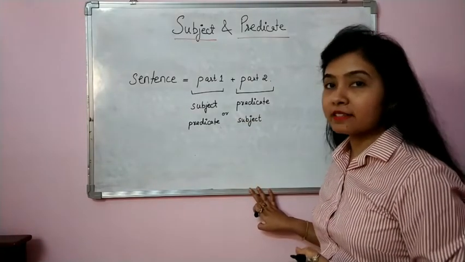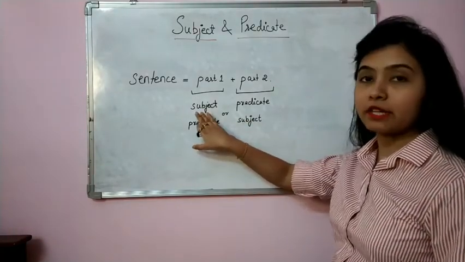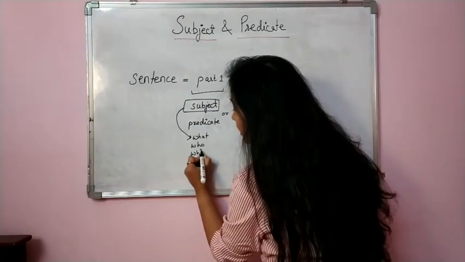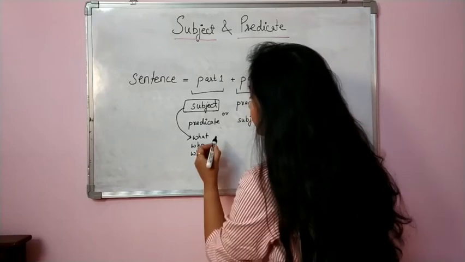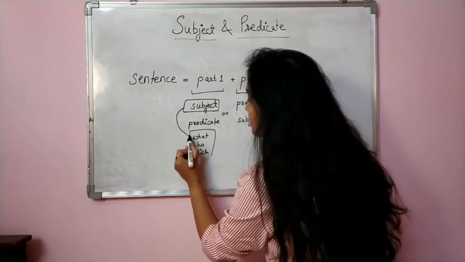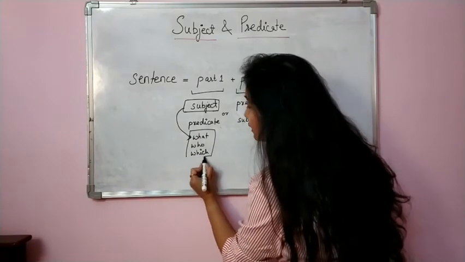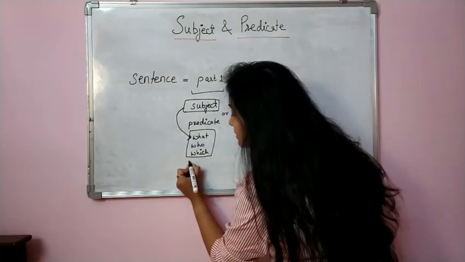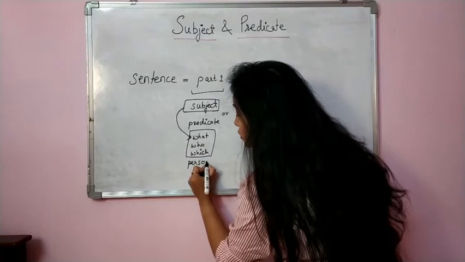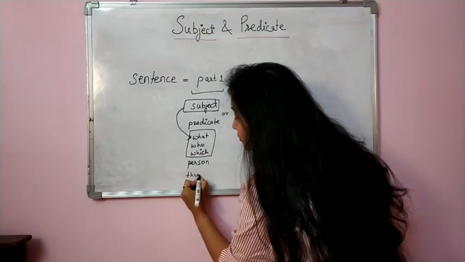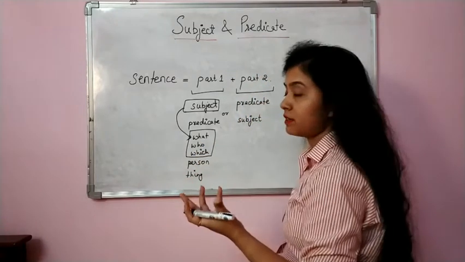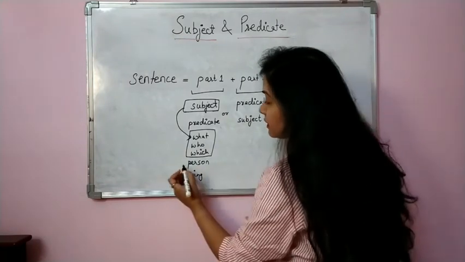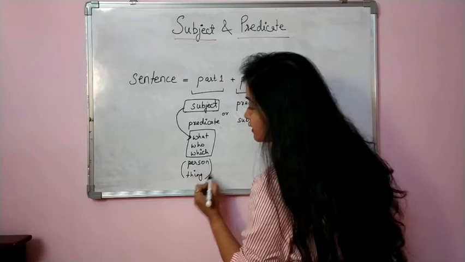So let's understand what is a subject and what is a predicate. A sentence part which answers what, who and which is known as a subject. That is a person or a thing. Which person? What thing? This is known as the subject.